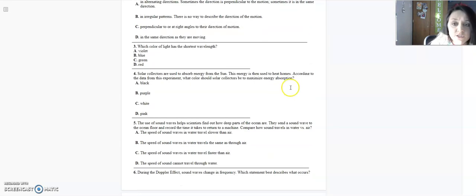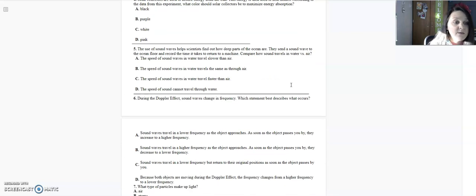All right. Solar collectors, what color would they be to absorb the most heat and most light? Remember we talked about white reflects all light, but black objects absorb all light. So you'd want your solar collectors to be black.